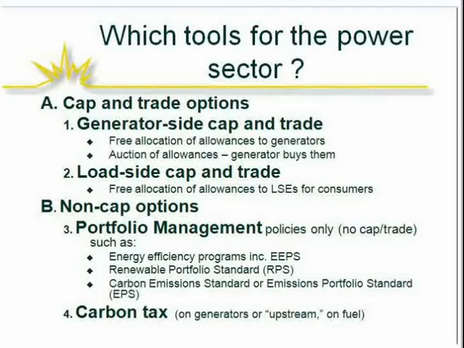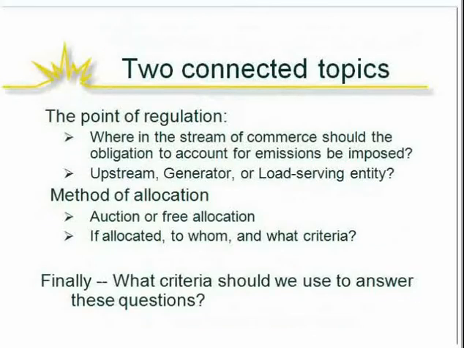Next slide. As we said earlier, there are these two overriding architectural questions, the point of regulation and the method of allocation. And as I think both of us have said earlier, these end up being intertwined, and what you want to do with one influences what you want to do on the other. Next slide.